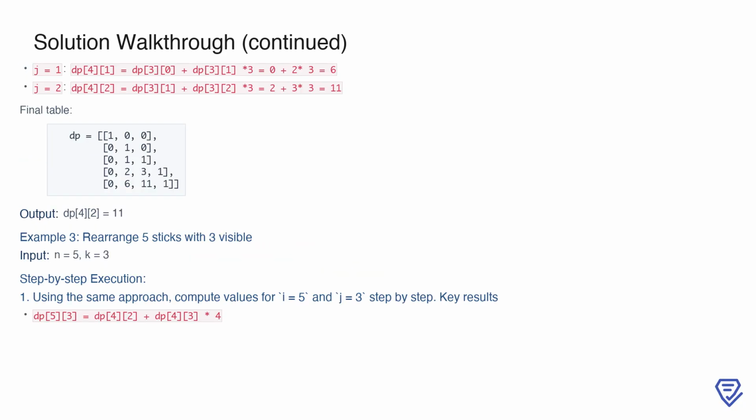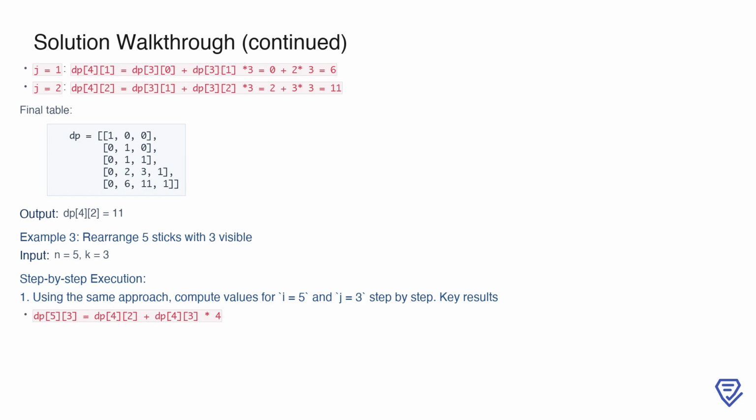For i equals 4 sticks and j equals 1 visible stick, we calculate dp[4][1] as dp[3][0] plus dp[3][1] times 3, which evaluates to 0 plus 2 times 3 equals 6. This represents the 6 ways to rearrange 4 sticks such that only 1 is visible.